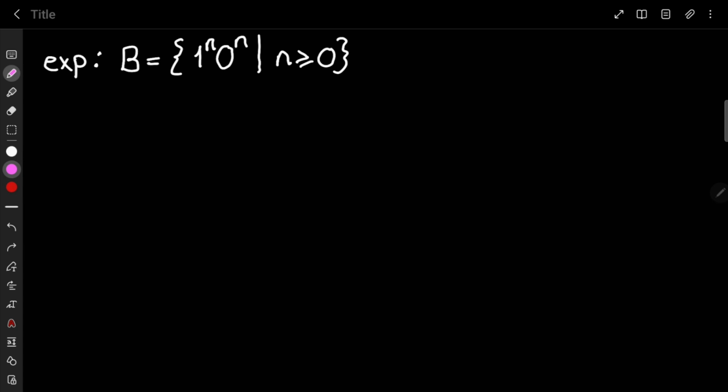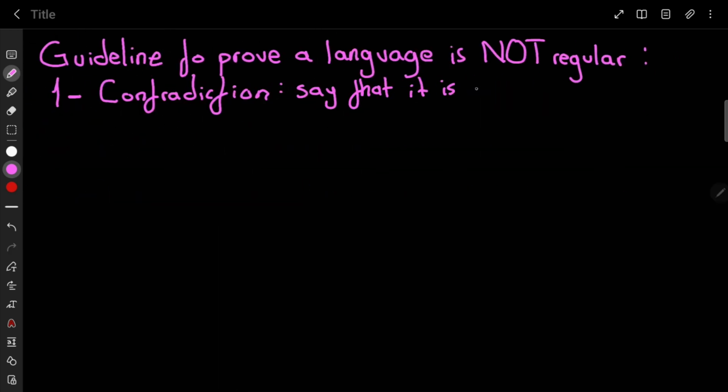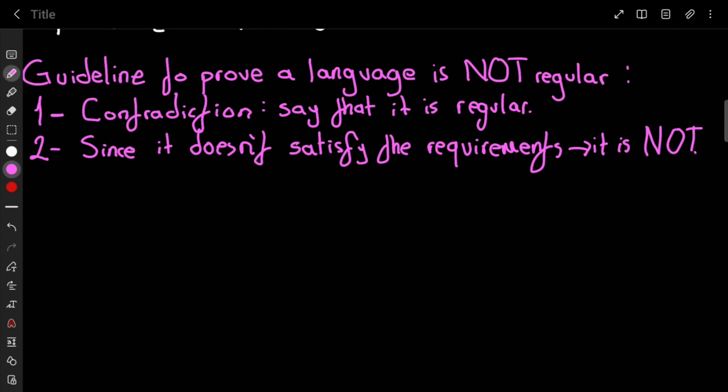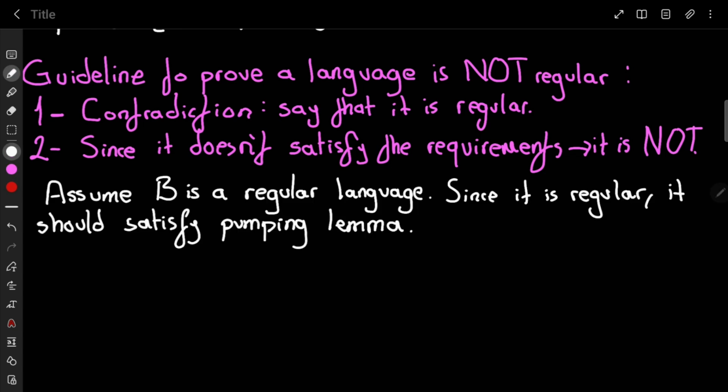In order to do that, we should follow a guideline. First, we will do that with a contradiction. That means we will try to prove that it is a regular language, although we know it is not. Then, since it does not satisfy the properties of pumping lemma, we will say that this language is not a regular language because it doesn't satisfy the requirements of pumping lemma. So first, we assume B is a regular language. And if B is a regular language, then it should satisfy the pumping lemma because pumping lemma is a property of a regular language.